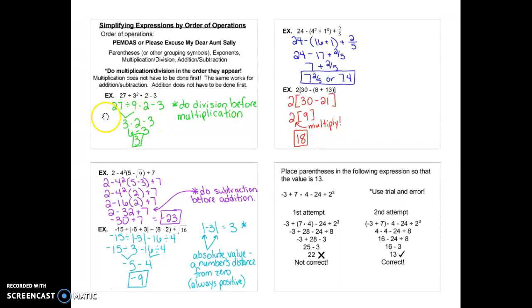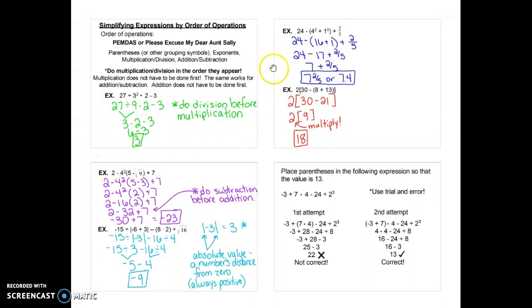Now we still need to take care of the multiplication in this problem. So up next is our 3 times 2. That becomes a 6. And again, we drop down this minus 3. Now is when we go to our last steps of addition and subtraction. I don't have any addition in this problem, so that's fine. I can skip straight to my subtraction: 6 minus 3 is 3 for our final answer.